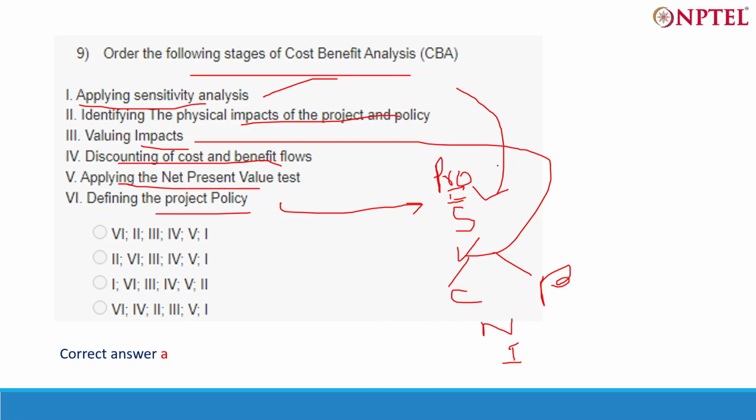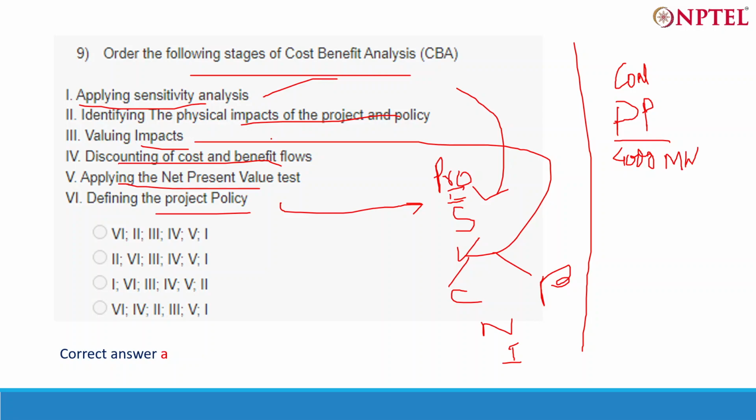So let me take cost benefit analysis in terms of a power plant project, to be specific, a coal power plant. First thing is that we will define the project. So the project is defined: coal power plant, 4000 megawatt. Now the second thing we'll do is identify the physical impacts. Physical impacts can be land degradation, noise, air, water. There can be many impacts.